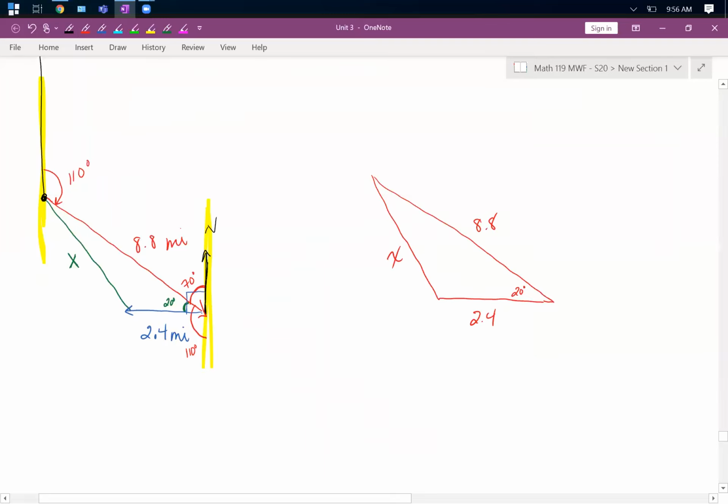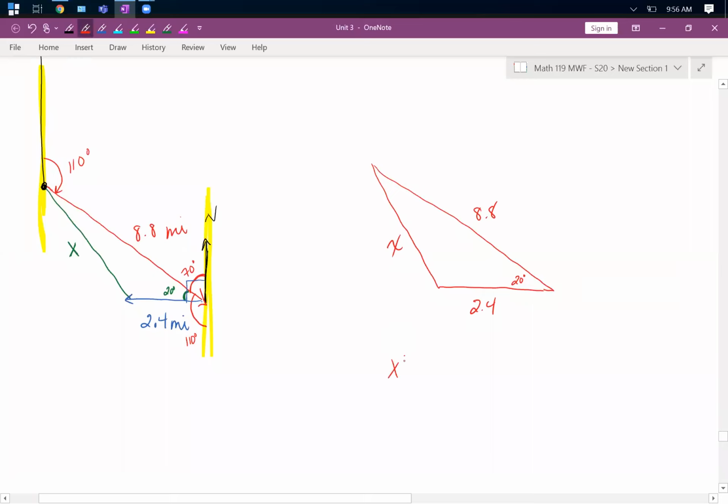All right, so that's going to be x squared equals 8.8 squared plus 2.4 squared minus 2 times 8.8 times 2.4 times cosine of 20 degrees. And as always, I definitely just put that whole thing in my calculator with the square root in it.